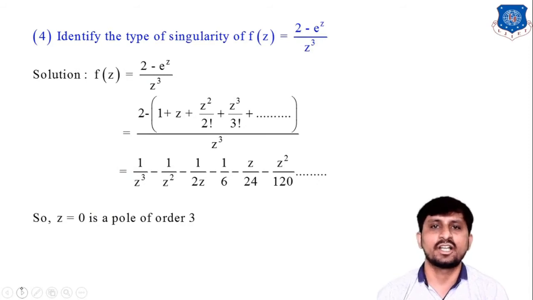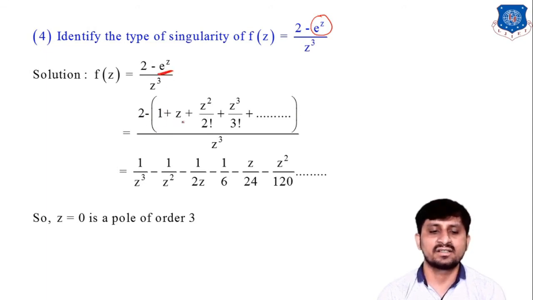identify the types of singularity of f of Z, that is 2 minus e raised to Z upon Z cube. Now clearly, the series of e raised to Z that we already know is 1 plus Z plus Z square by 2 factorial plus Z cube by 3 factorial. So just try to express 2 minus, instead of e raised to Z, I can write the series of e raised to Z, that is 1 plus Z plus Z square by 2 factorial plus Z cube by 3 factorial and so on. In the denominator we have Z cube.